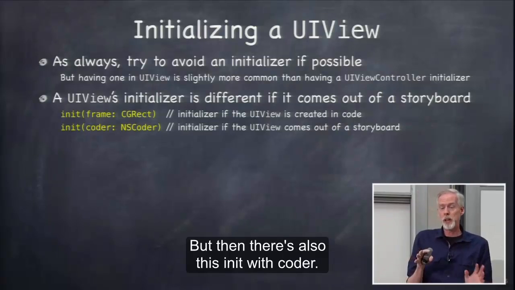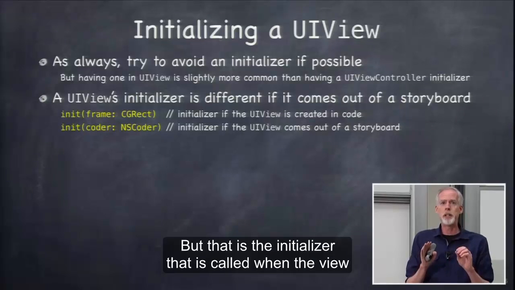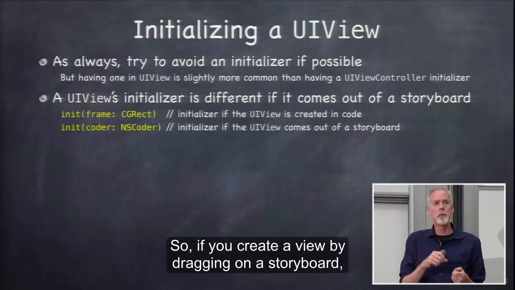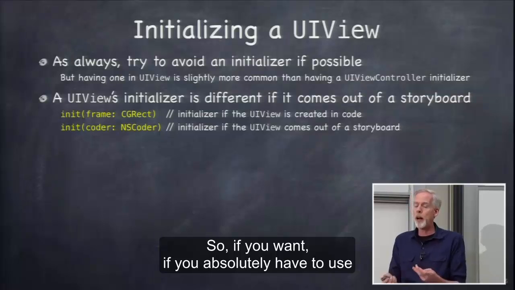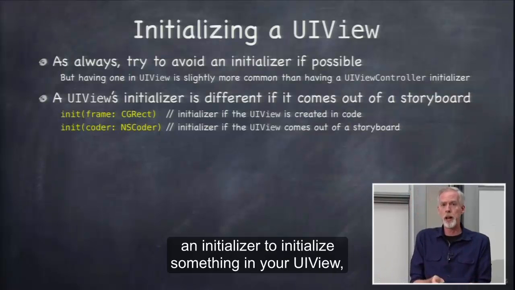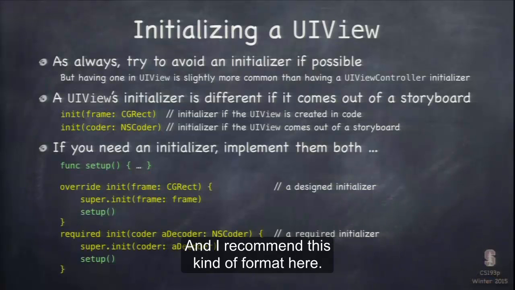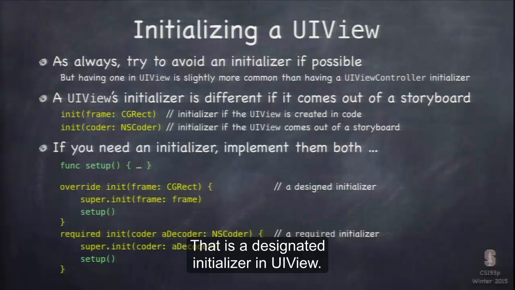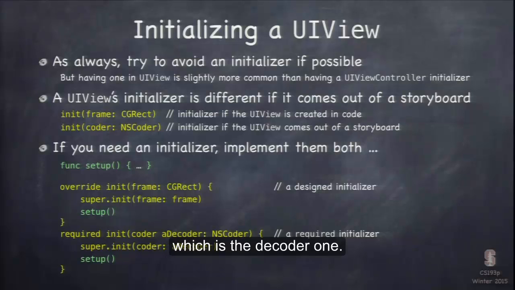But then there's also this init with coder, and I'm not going to talk about coders and archiving and all that, but that is the initializer that is called when the view comes out of a storyboard. So if you create a view by dragging out in a storyboard, its initializer is this coder thing, okay? So if you absolutely have to use an initializer to initialize something in your UIView, you're going to want to implement both of these things. And I recommend this kind of format here, where you override init with frame there. That is a designated initializer in UIView. And then there's actually a required initializer, which is the decoder one.